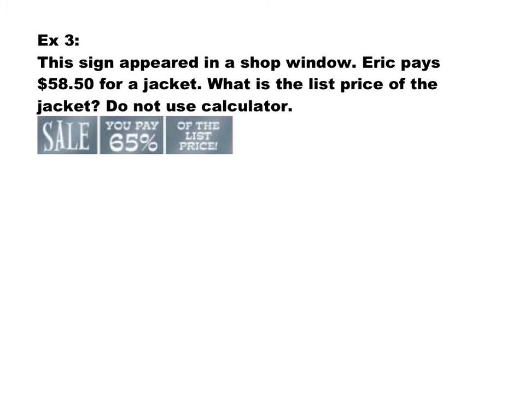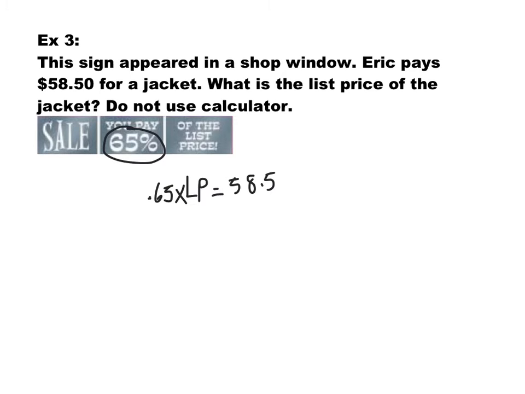The next example says, this sign appeared in a shop window. Eric pays $58.50 for a jacket. What is the list price of the jacket? Remember, this means that the jacket has a price which we don't know. 65% of that price, unknown price, is 58.50. So this means that if the list price before the discount is LP, 65% of list price is 58.50.